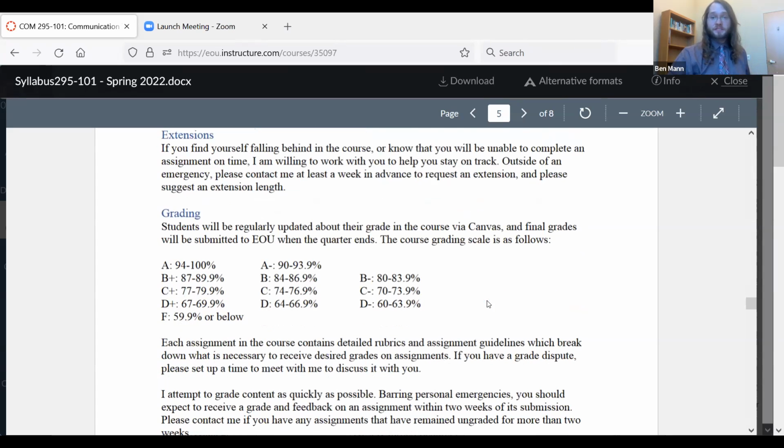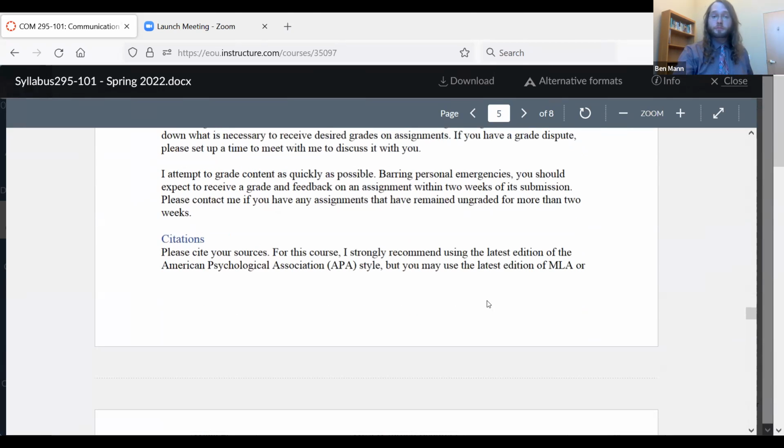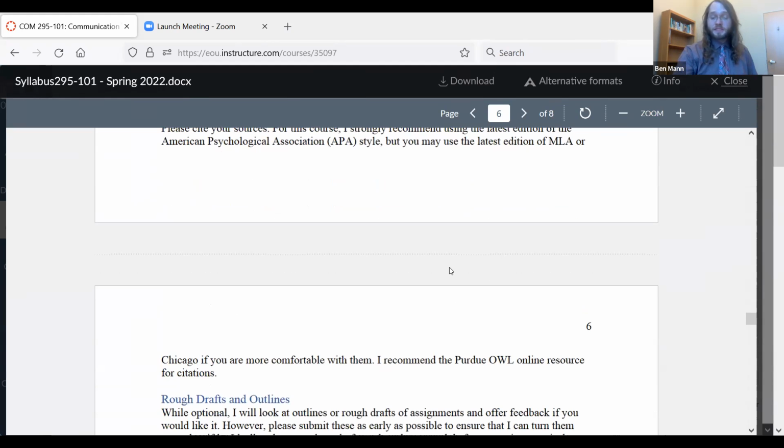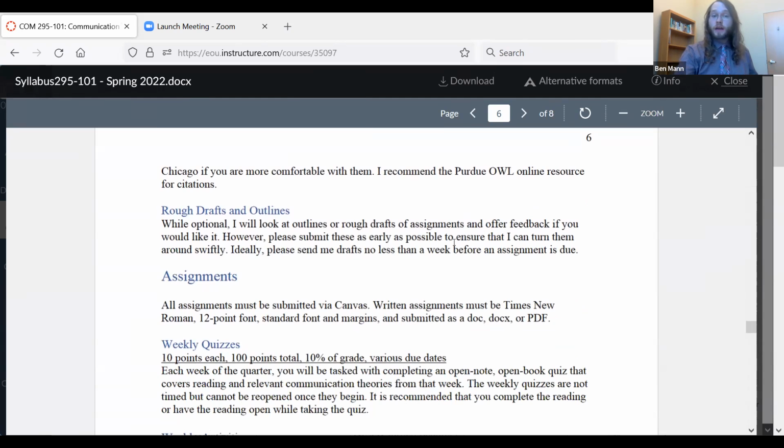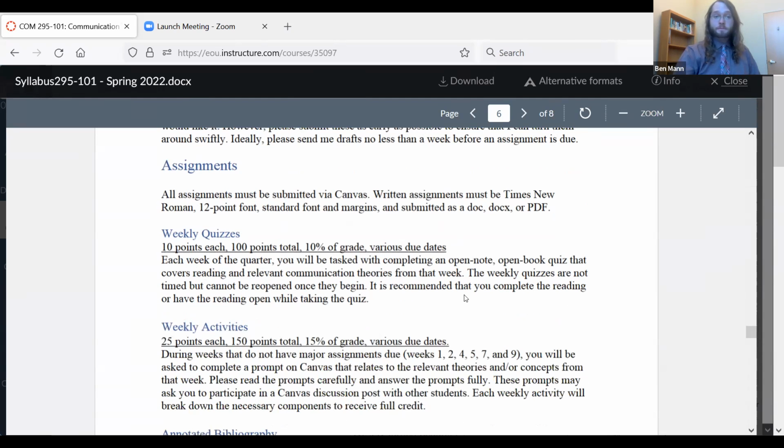Grading is fairly standard for this course as well. The grading breakdown is there, and I'll have rubrics available for you for your major assignments. Please cite your sources. I recommend APA, but you can use MLA or Chicago. And I do look at rough drafts or outlines in advance too.